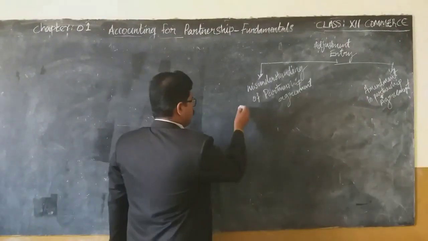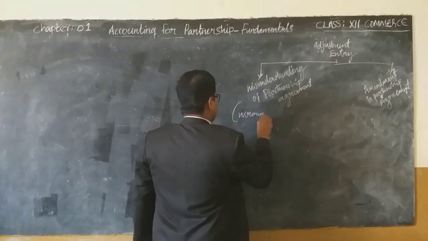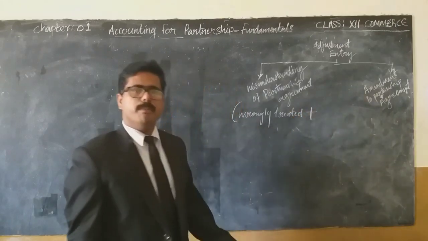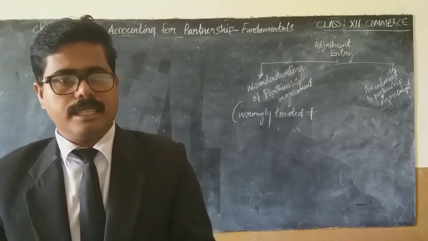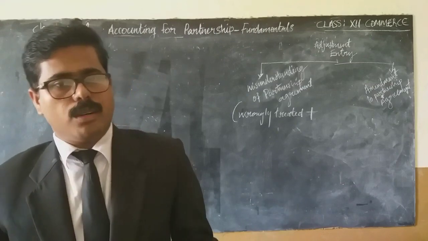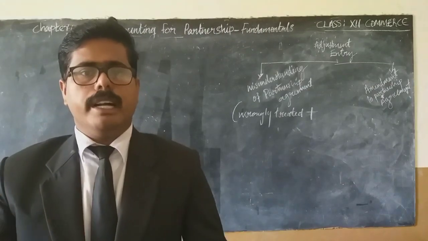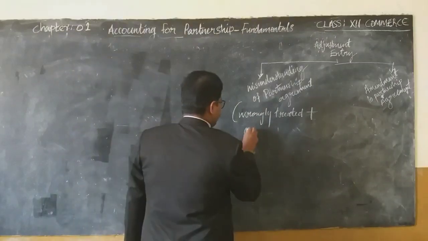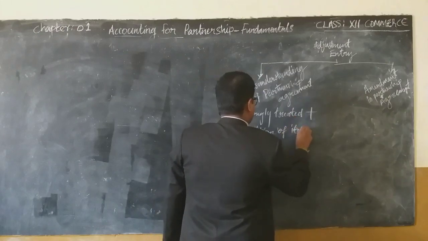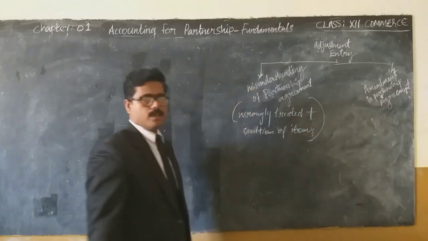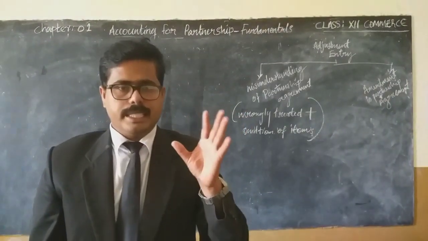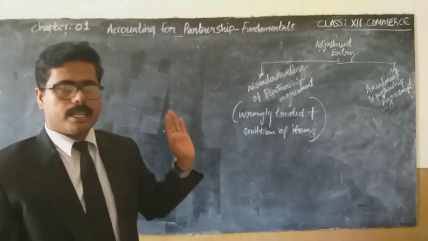Next one is omitted. Some items, like interest on capital, is given and we forgot or didn't treat that particular item, or salary is not given and we provided salary. So that is omission of items, if any items we omitted. That is misunderstanding, where we mistakenly treated the items. So that is misunderstanding of partnership agreement.